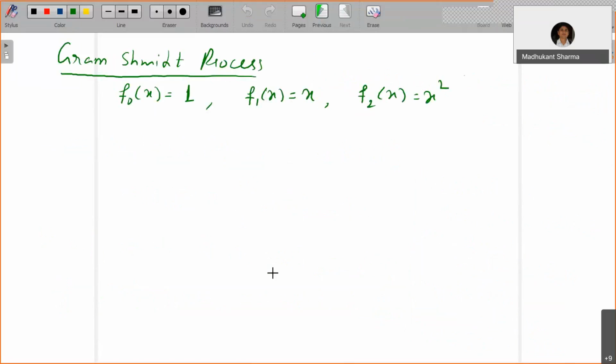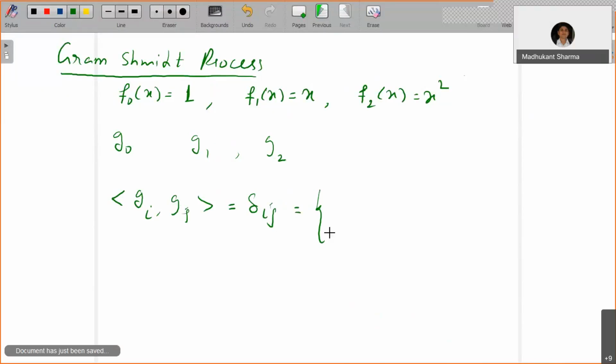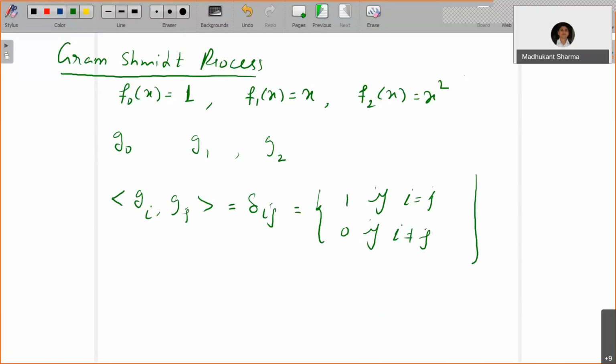Right, so now we have f0, f1, and f2. Now we want to determine g0, g1, and g2 so that if you take any two distinct pair, the inner product between them is 0, meaning they are orthogonal to each other. Moreover, whenever you take a vector, or you can say this function g1, and take the inner product with itself, that inner product value will be 1. So what we are trying to identify are g0, g1, g2 such that gi comma gj equals the Kronecker delta, meaning 1 if i equals j, and 0 if i is not equal to j. So we try to identify this.